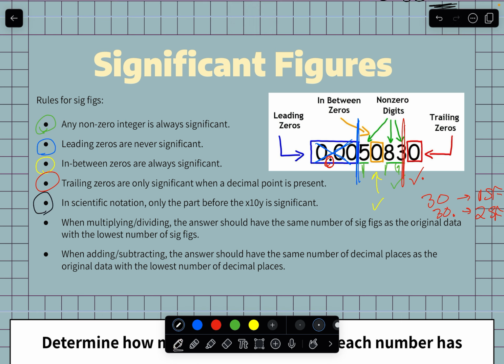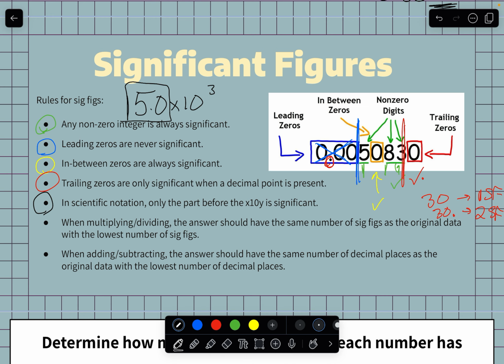If we talk about scientific notation, remember in scientific notation, we have something like 5.0 times 10 to the third. We're only going to look at the coefficient, the part before the multiplication, for significant digits. So in 5.0, there are two significant digits there. We have the 5, and then we have the trailing 0 with the decimal.